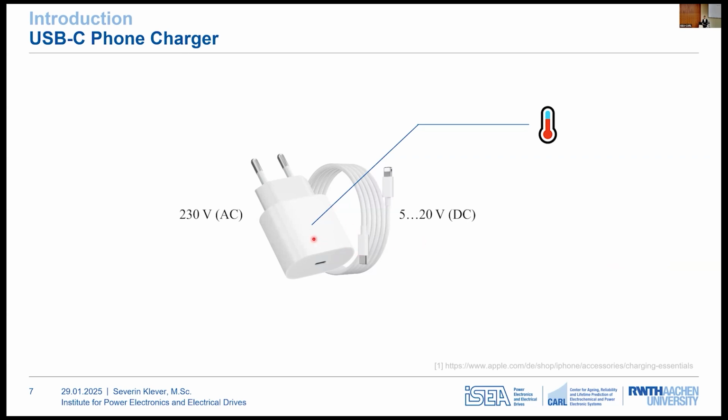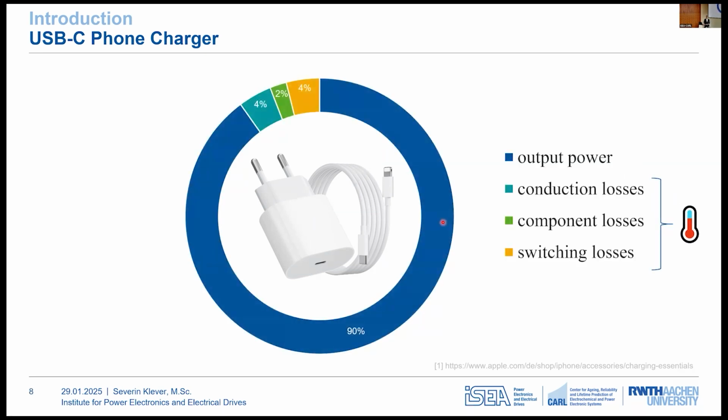This device is a power electronic system that converts the AC voltage from your wall socket into a DC voltage that's suitable for your smartphone. And if you touch this charger in operation, you will notice that it feels warm. And this happens because the device isn't 100% efficient. In fact, only around 90% of the input energy is transferred to the output, and the remaining 10% is lost as heat due to various loss mechanisms.